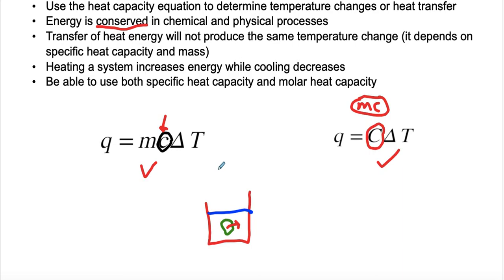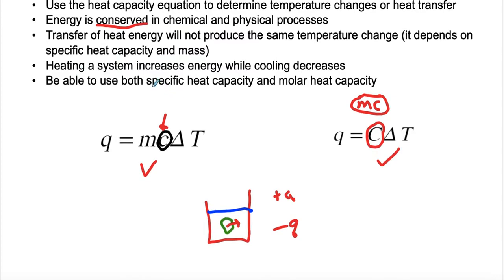Heating a system increases the energy while cooling will decrease it. And so you'll have a positive Q and you'll have a negative Q. In the end, both of those will be the same. One's going to get heated, one's going to get cooled, and you should be able to work with that.